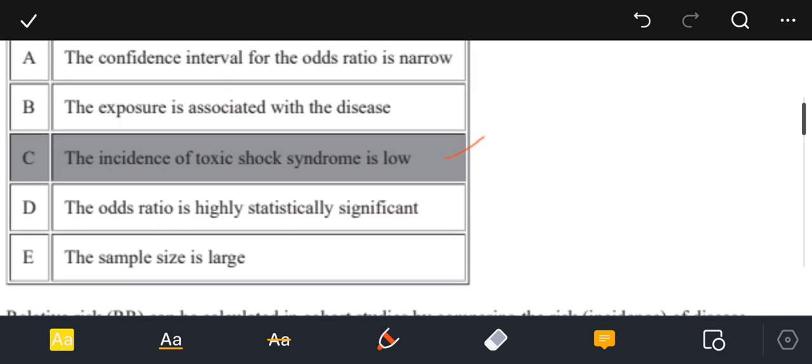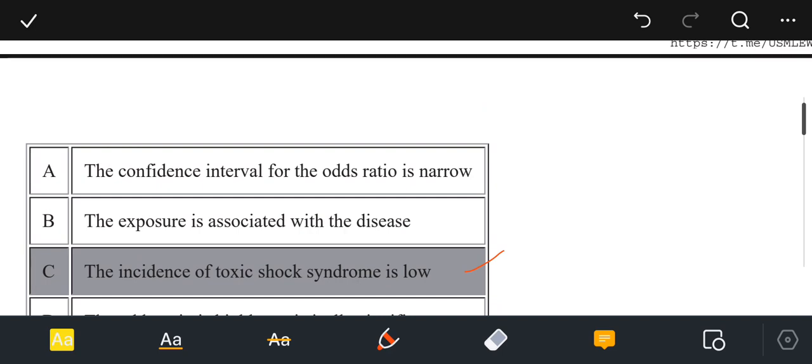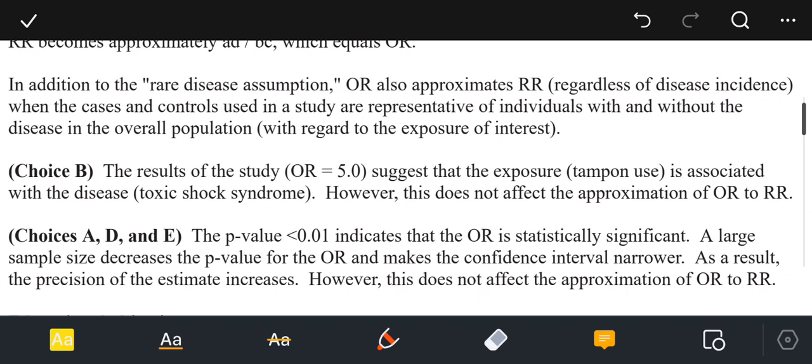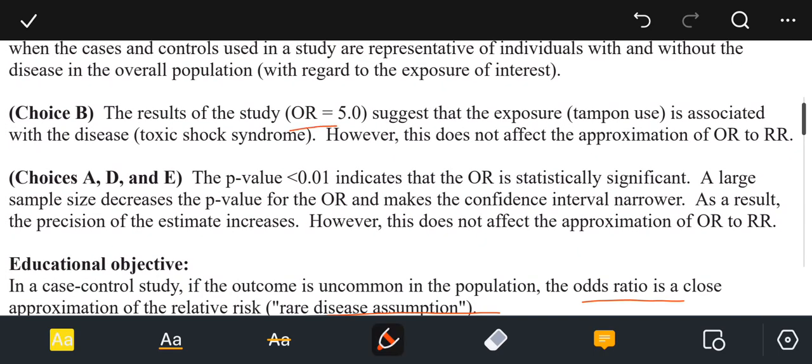Choice B, that the exposure is associated with the disease, was not the option of choice because the study odds ratio of 5 suggests that the exposure, that is tampon use, is associated with the disease, toxic shock syndrome. However, this does not affect the approximation of the odds ratio to the relative risk.